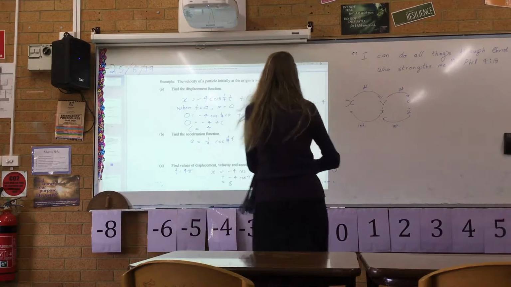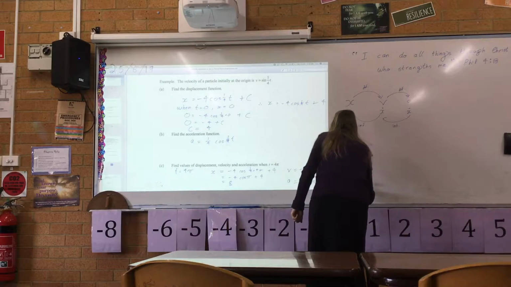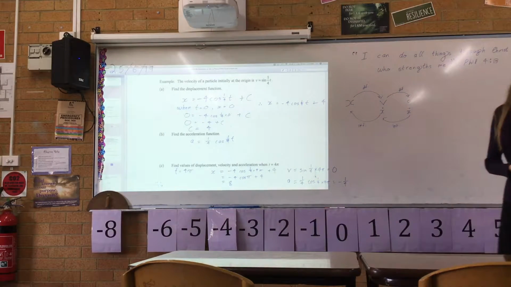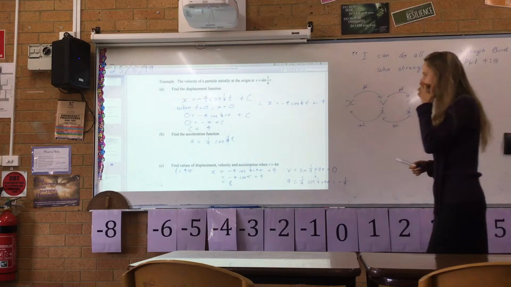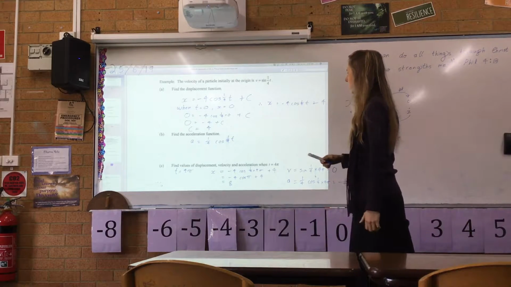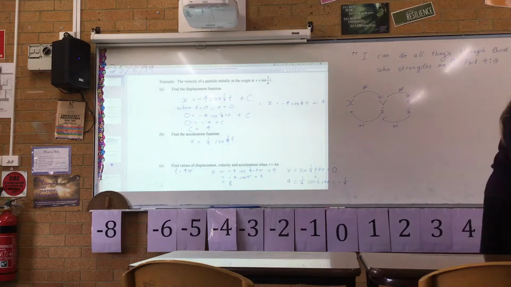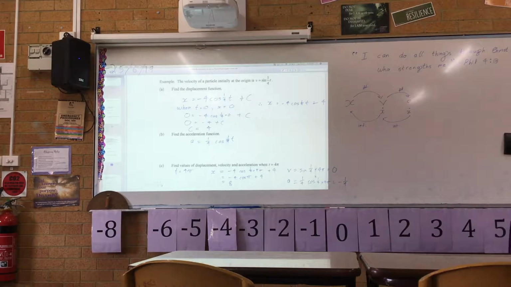-1 times a quarter, so we have -1/4. There's one last thing I would like to put in here. I would like to put in units. So what units do we have? Are we given any units at all here? No. This particular one, we are not given any whatsoever.